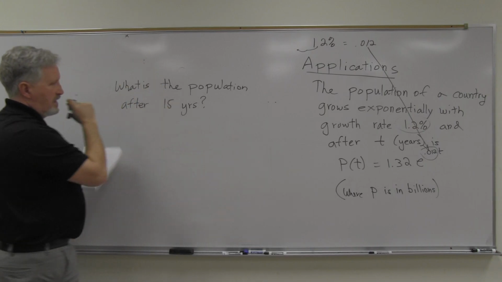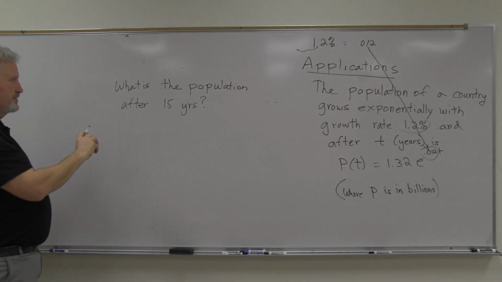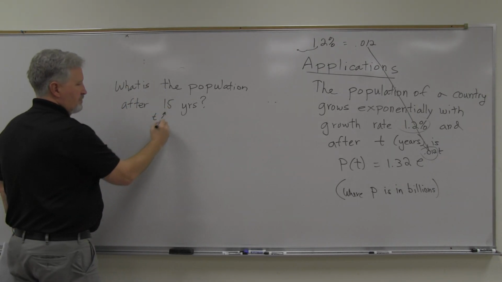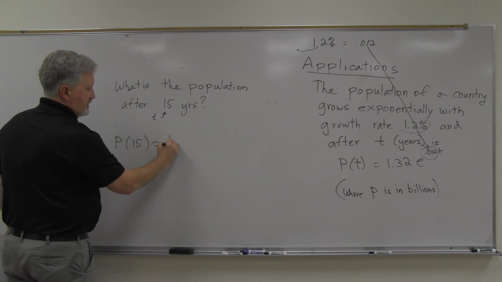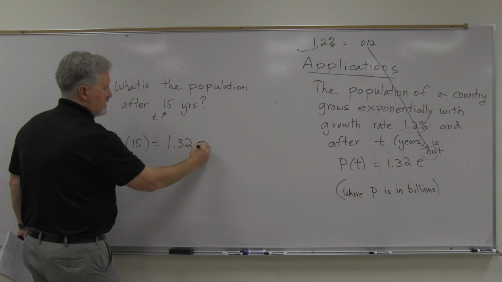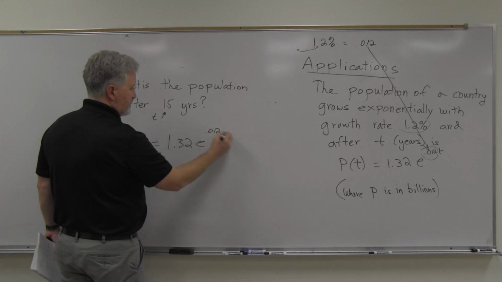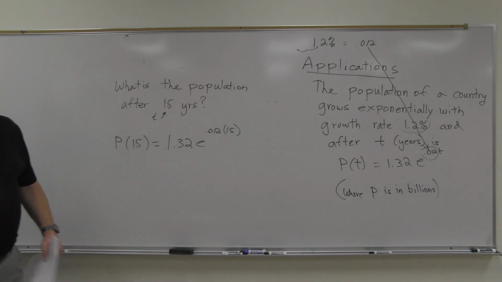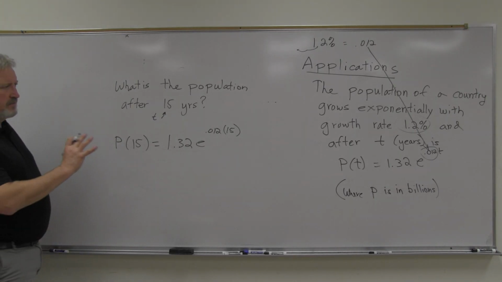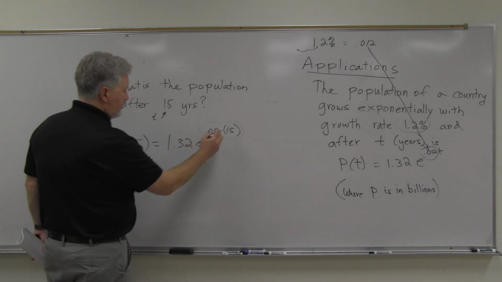What is the population after 15 years? Okay, so that's my t value, so I'm going to evaluate P of 15. So that's 1.32 e to the 0.012, and of course that's times t, so times 15. What I would definitely recommend here is go ahead and multiply your power out.